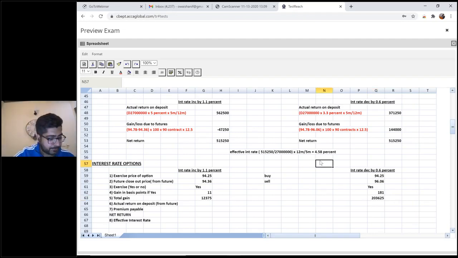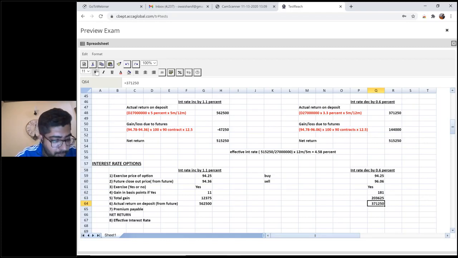Third last step: actual return on deposit from futures. In case of increase, the actual return on deposit is 562,500. And in case of decrease, it's written above. Actual return on deposit is 371,250. It's written just above the overview, in the first line of futures.